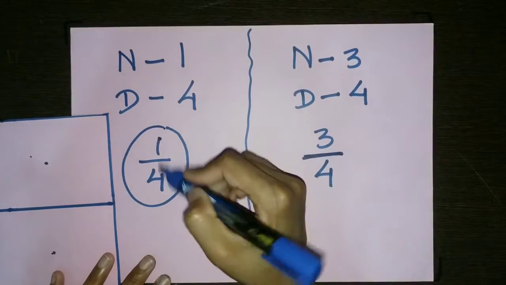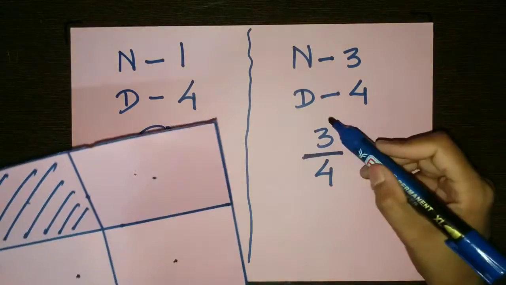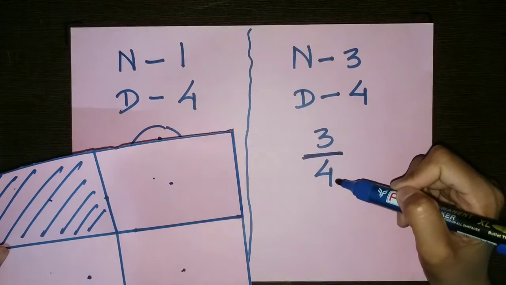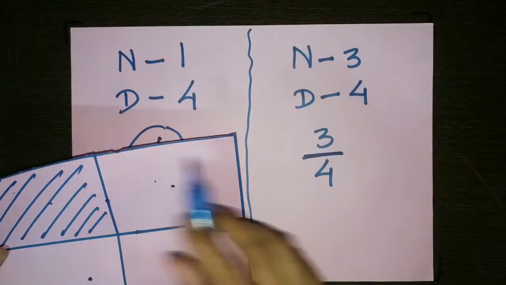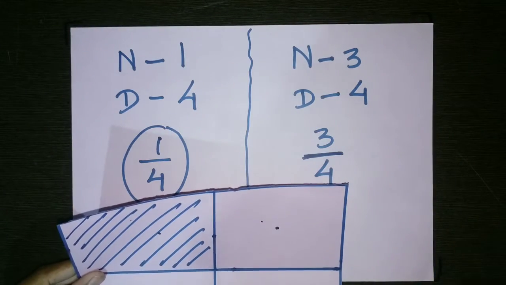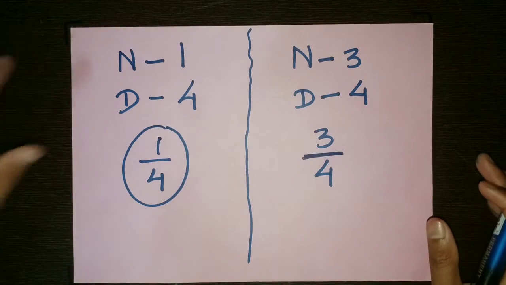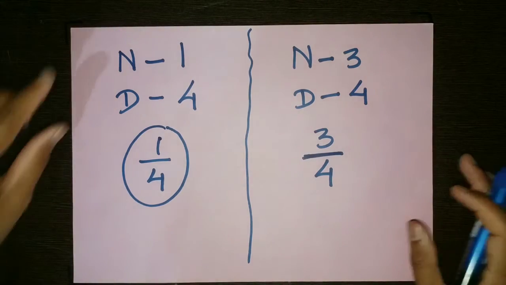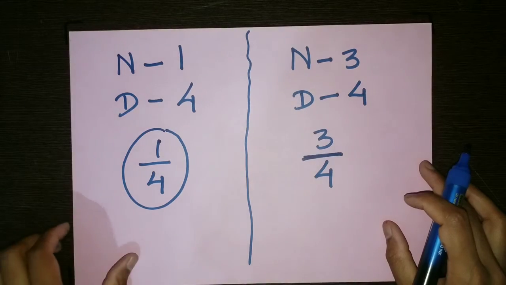Here this 1 by 4 represents the fraction for the shaded part, and this 3 by 4 represents the fraction for the unshaded part. So for writing any diagrammatical representation of a fraction in numerical form, you need a numerator and denominator, where numerator means the number of parts being considered, and denominator means the total number of parts. Now we will discuss types of fractions.